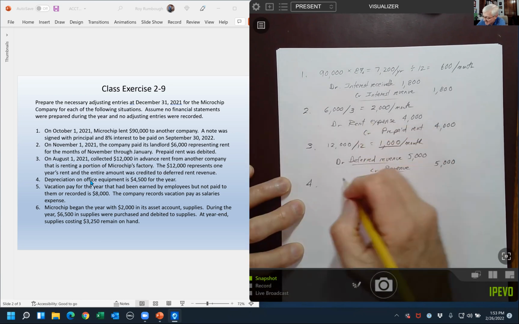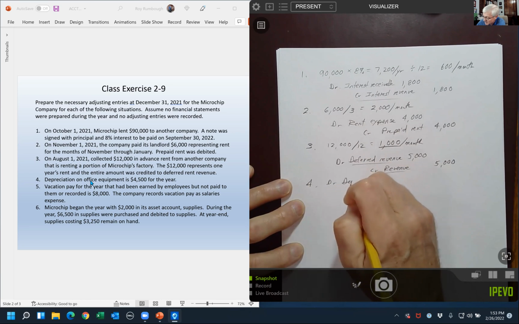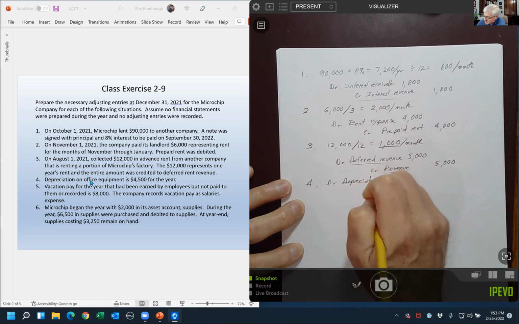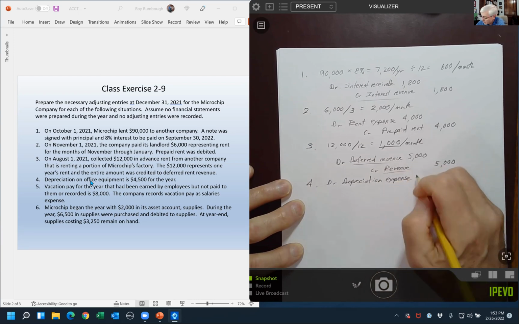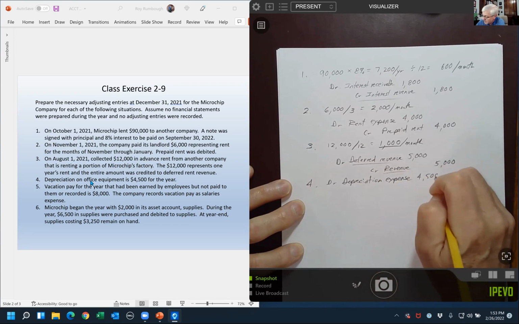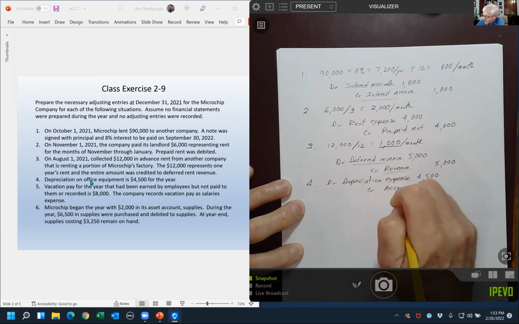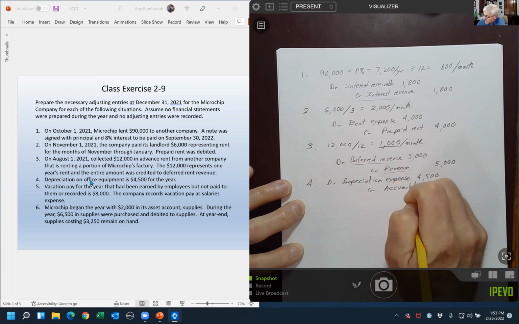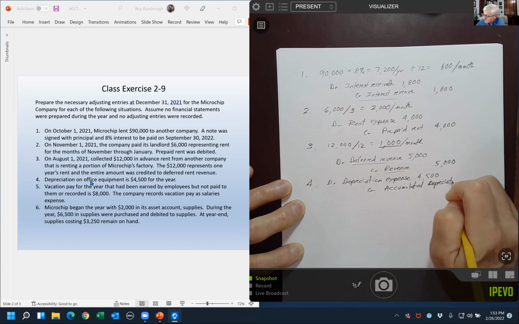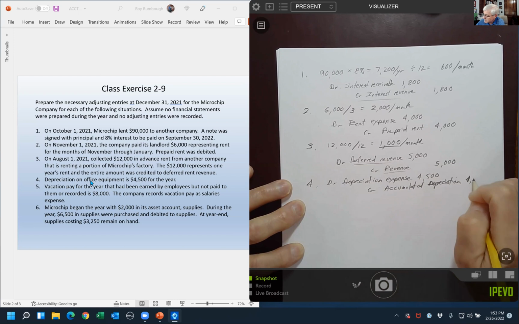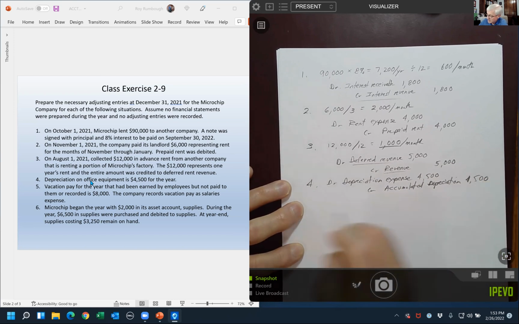They just give it to us, and that's an easy debit depreciation expense for 4,500 and credit our contra asset account. Number 5.